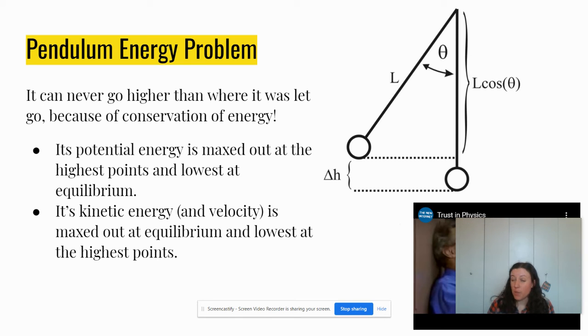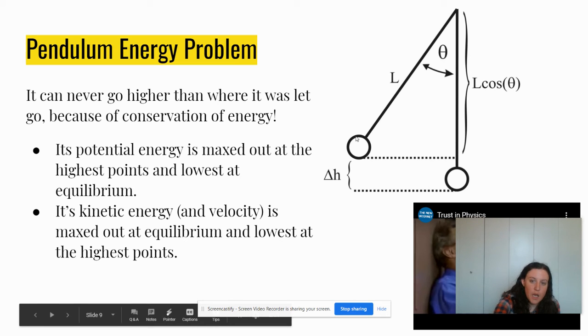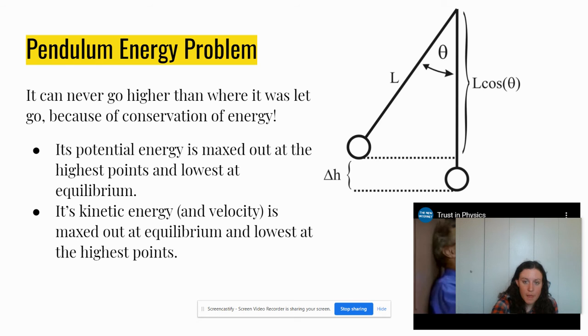This is a very popular problem that they like to put on the AP test. What you need to know is up here, if this is the beginning, it has gravitational potential energy, mgh. h is just this little distance right here. It is not the length of your string, it's just this distance. Here our velocity is 0 because we have the maximum potential energy.